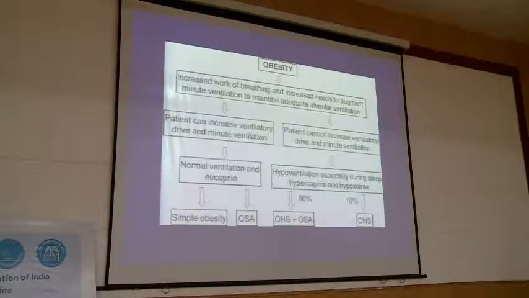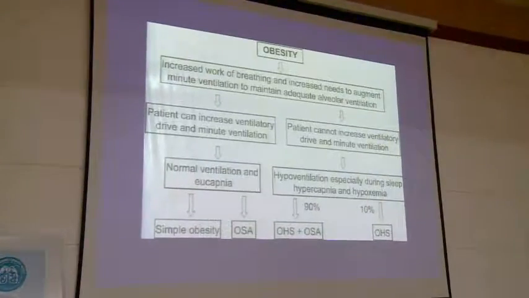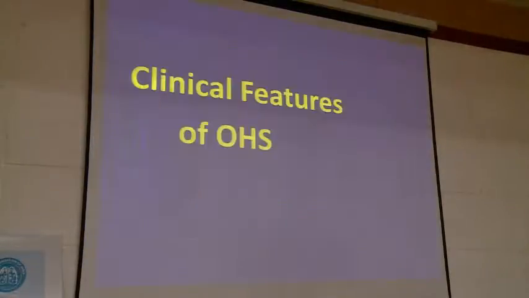So I hope you all understood why obesity predisposes to OHS and why not every obese patient gets this. If your compensatory mechanisms are good, then you can compensate and only be obese or get OSA. But if your mechanisms are not good, then you end up getting OHS.